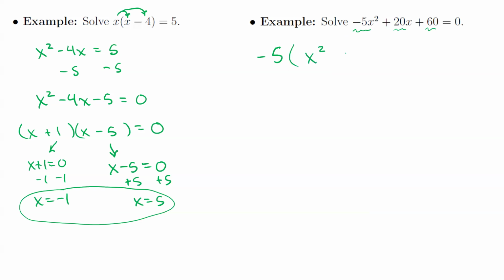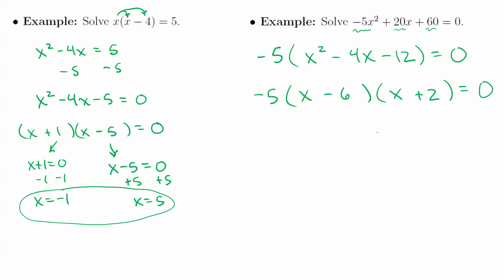So you'll have x squared minus 4x, because negative 5 times negative 4 is positive 20, and minus 12, since negative 5 times 12 is positive 60. And then we'll factor what's in here. X minus 6 and x plus 2 are going to do the trick, right? As you can see, the inside plus the outside gives me the middle term.